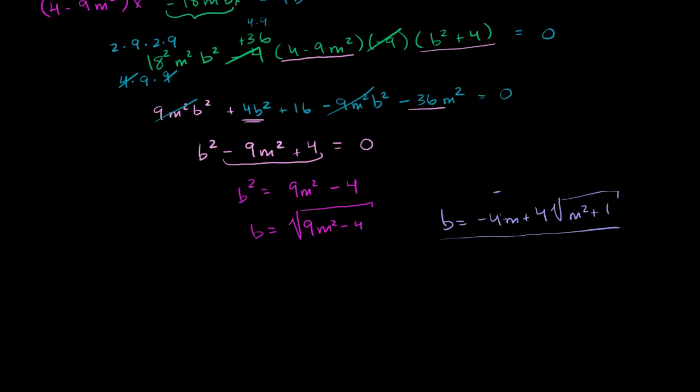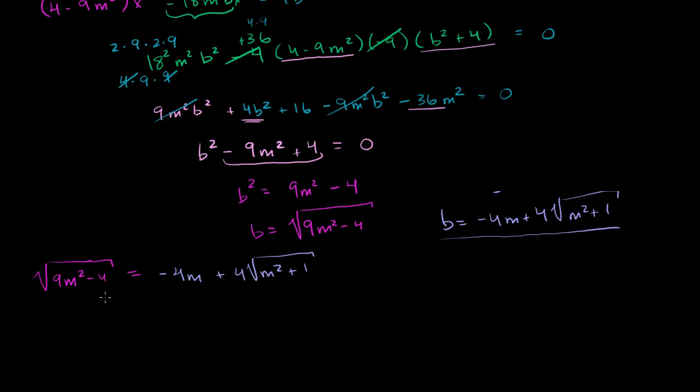This is the constraint from the circle. Let's set them equal to each other and solve for m, and then we'll have our slope of the line. So we have the square root of 9m squared minus 4 is going to be equal to negative 4m plus 4 times the square root of m squared plus 1.